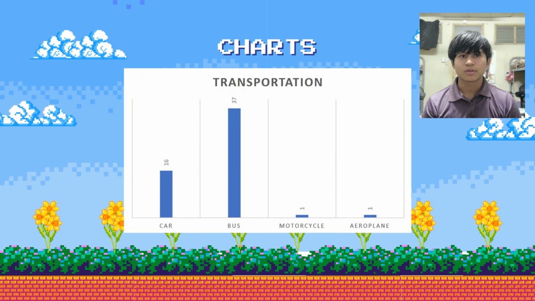Meanwhile, motorcycle and aeroplane are the least used modes of transportation, with only one respondent each. Motorcycles may be less popular due to safety concerns, while aeroplanes are rarely used because they are expensive and only suitable for long-distance travel. Overall, this chart highlights the importance of public transportation, particularly buses, among students.